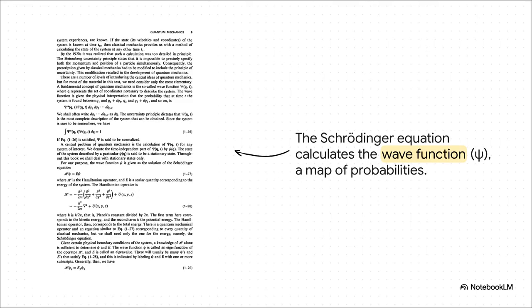Now this is the legendary equation that runs that whole world of probabilities. And don't worry, we are not going to try and solve it. But all you need to know is that its entire purpose in life is to calculate something called a wave function. And you can think of that wave function as basically a probability map for a particle. It tells you the odds of finding it in any given state.